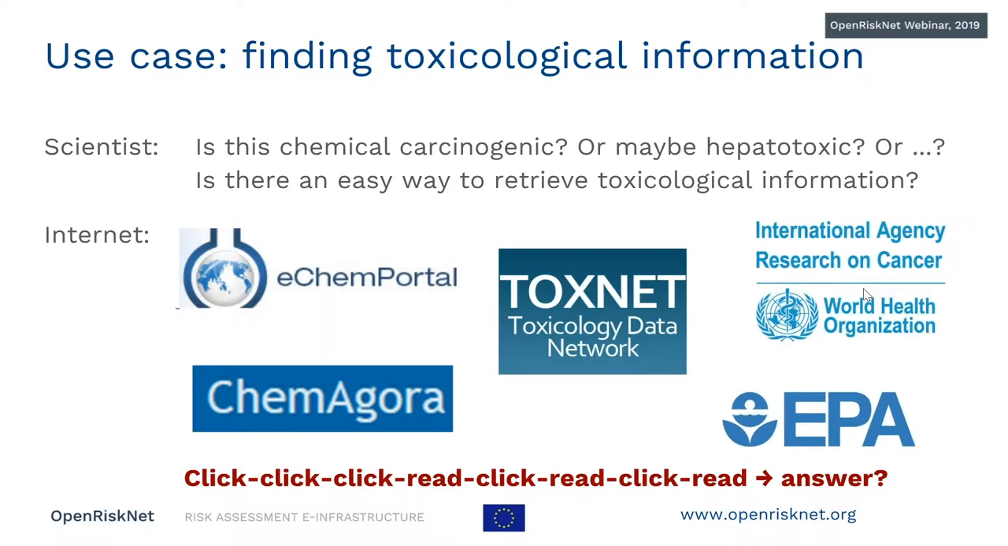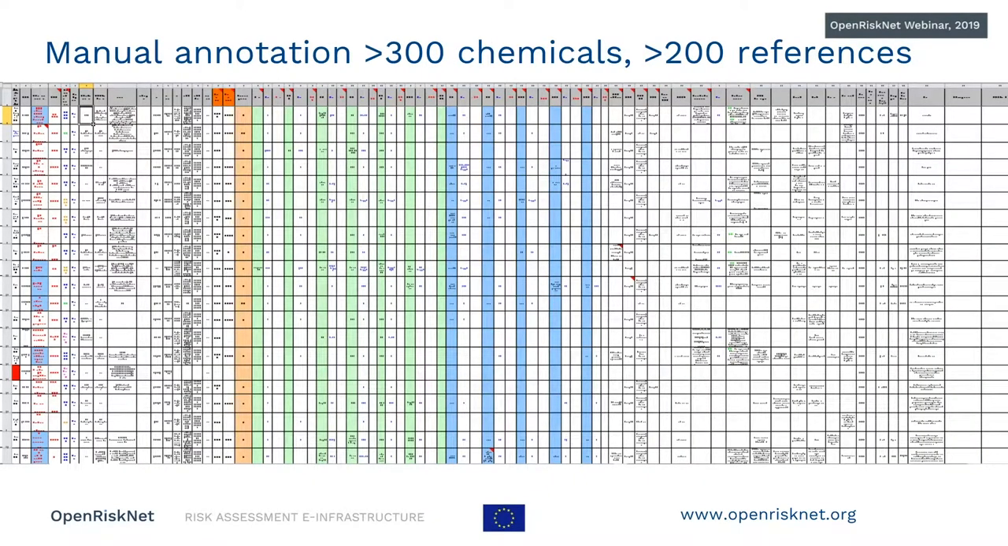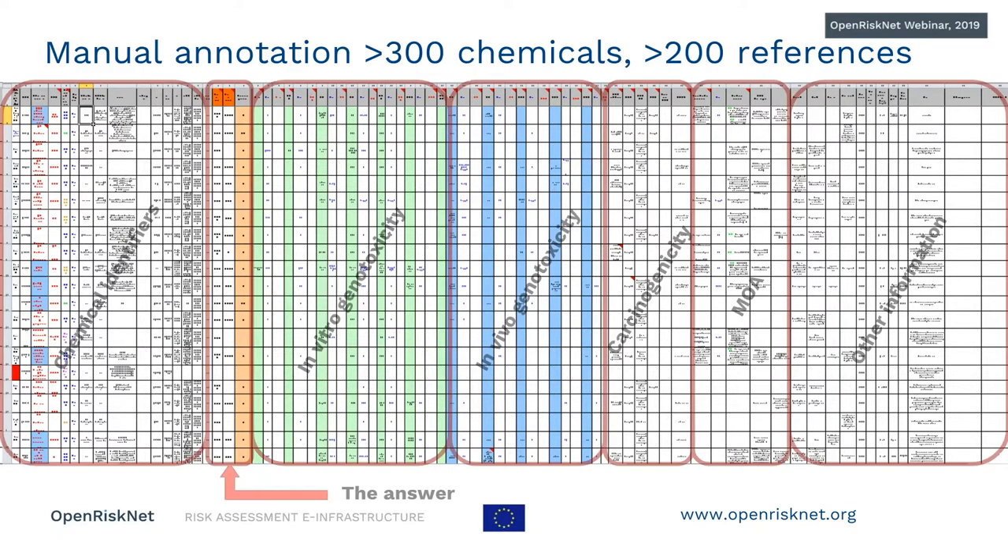Can you go to the next one? Yeah, so this is a huge table that colleagues and myself made, which contains over 300 chemicals resulting from more than 200 references, including literature and databases. And if you click one more further, then I can explain a little bit what you see in here.